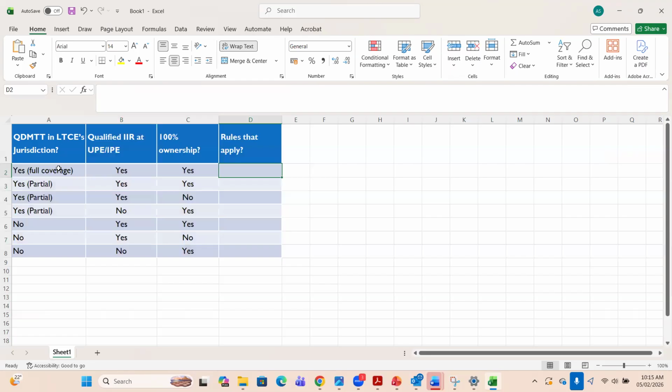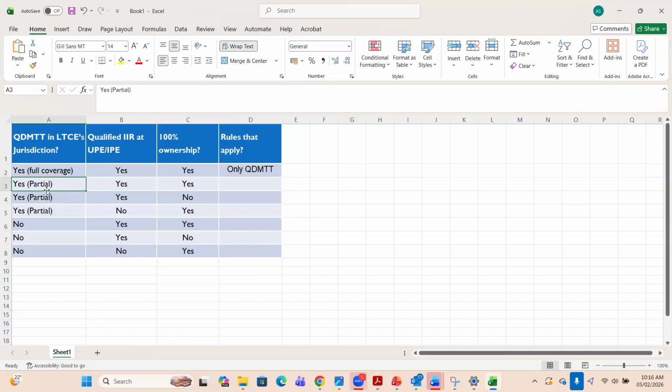There is a QDMTT which has full coverage. That means whatever is lesser, it tops up the tax. QDMTT tops up till 15%, full coverage. And there is a qualified IIR at UP, IP stages, and also it has 100% ownership, no minority interest. So which rule will apply? Yes, Sahil says it's only QDMTT. So let's write down only QDMTT. That's fantastic.